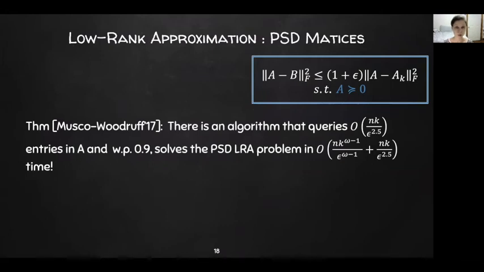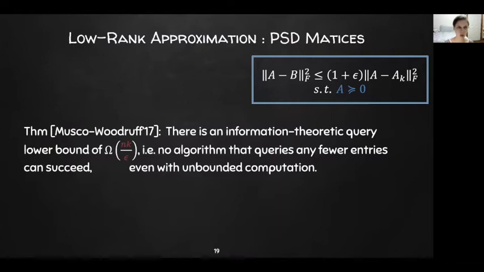Their algorithm roughly works as follows. Given a PSD matrix, it queries a linear in n number of entries in this matrix as follows. And only looking at these entries, it obtains a low-rank approximation to A. Further, Musco and Woodruff also showed a lower bound on the number of queries required for a PSD matrix. And this says if any algorithm queries less than linear in n, k, and 1 over epsilon entries in A, then it is information theoretically impossible to output a low-rank approximation.